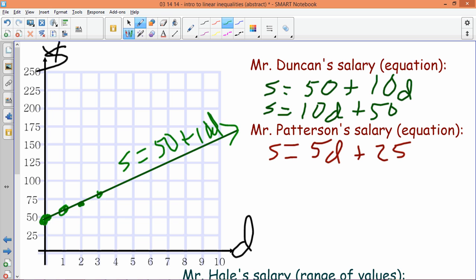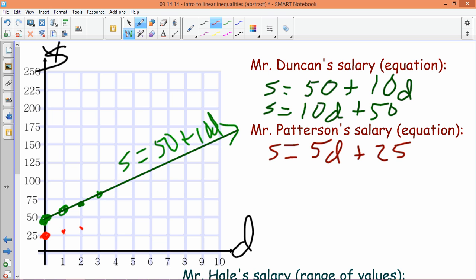Great. Now we're going to do Mr. Patterson. Mr. Patterson doesn't make as much. He starts out at only 25, so his y-intercept is 25. And then he's going to figure out that he makes $5 extra per day. So the next day, it's 30. The day after that, 35.